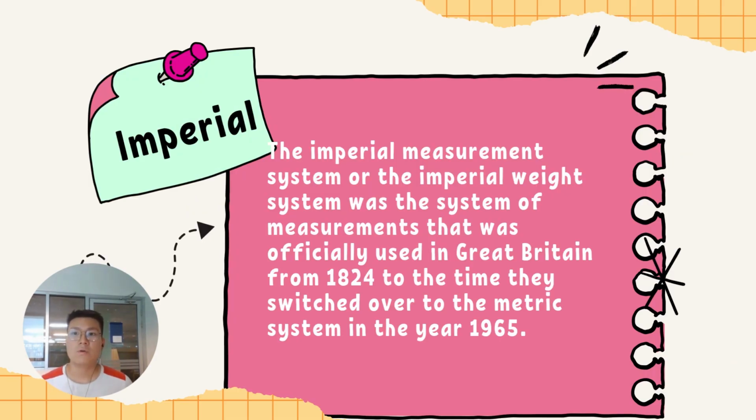Okay, so what is the imperial system? The imperial system was the system of measurements that was officially used in Great Britain from 1824 to the time they switched over to the metric system in the year 1965. As the British Empire was the largest in the world at the time, they standardized the different units of measurements used in various parts of the world to introduce the imperial system of measurements.